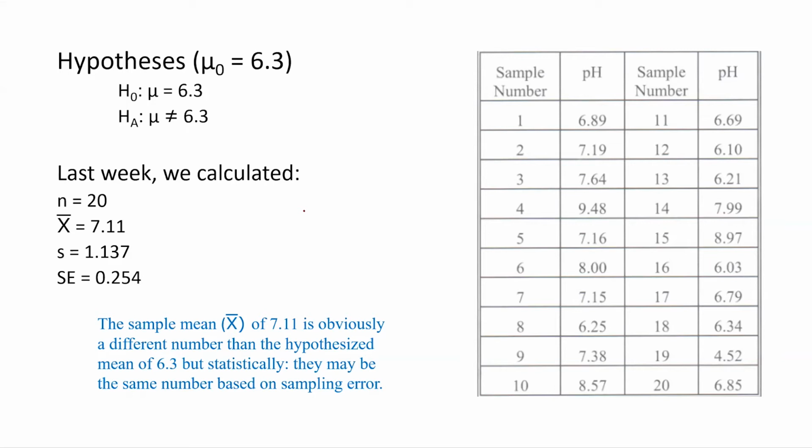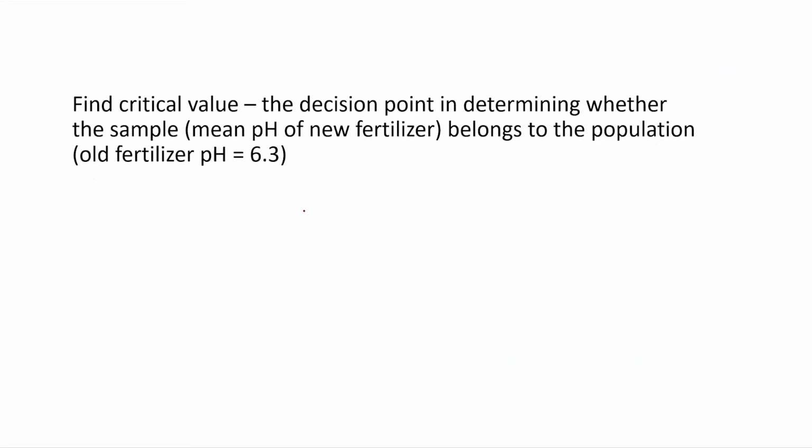So essentially we're testing statistically to see if the variation in this data may compensate or cover this difference from 7.11 to 6.3, and that these samples are indeed from the same population, or that the treatment has no effect. So first, let's find our critical values, the decision point in determining whether the sample belongs to the population.